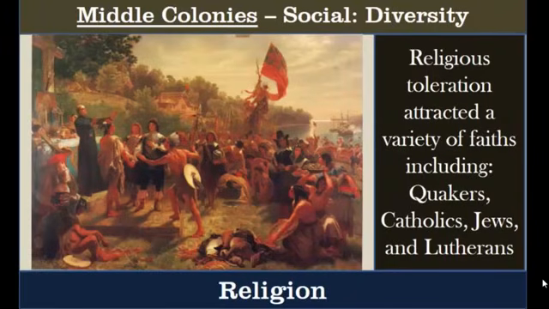Now, it wasn't just the economy that was diverse in the Middle Colonies. As we mentioned in a previous video, the Middle Colonies, led by the example of Quaker William Penn, were much more religiously tolerant of different faiths. And as a result, Quakers, Catholics, Jews, and Lutherans settled in the Middle Colonies.